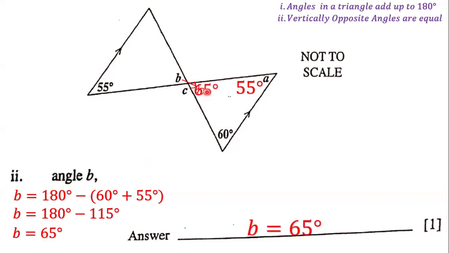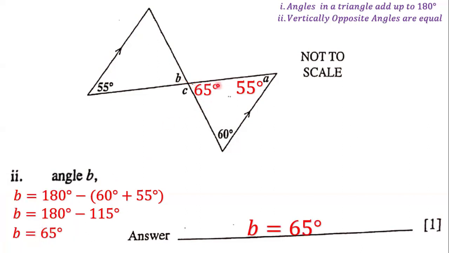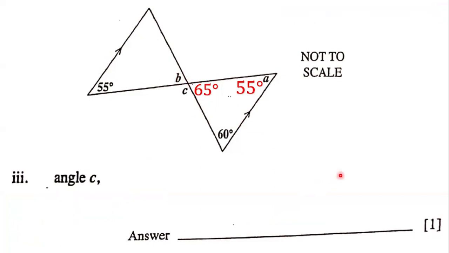And so this is 65. Let's erase this ink. So this right here is 65 degrees. And because they are vertically opposite, that means that this must also be 65 degrees. And so that means that angle B measures 65 degrees. Next, let's move on to the next question here.